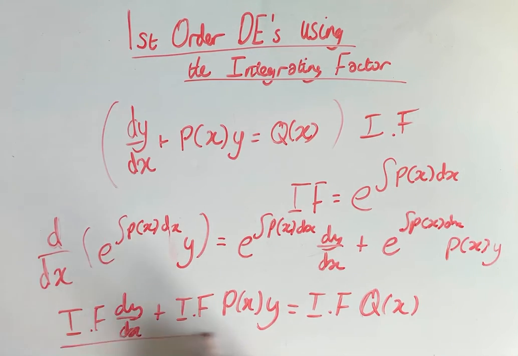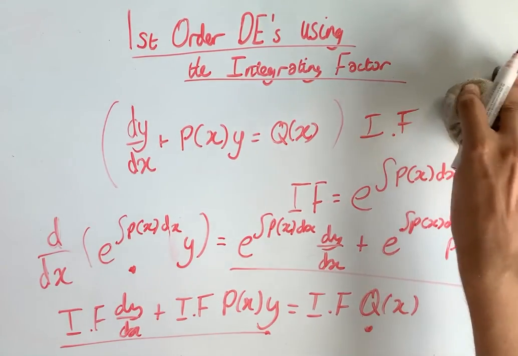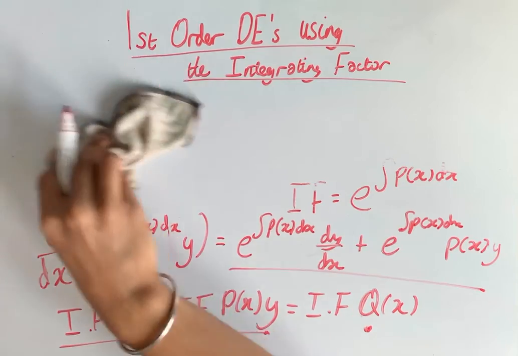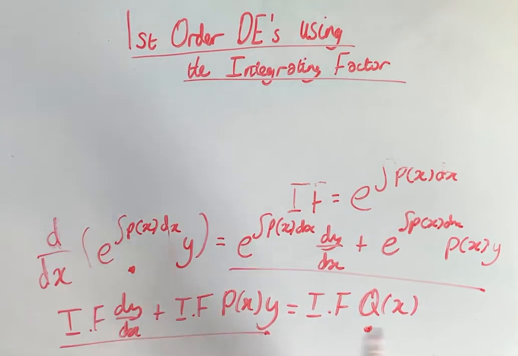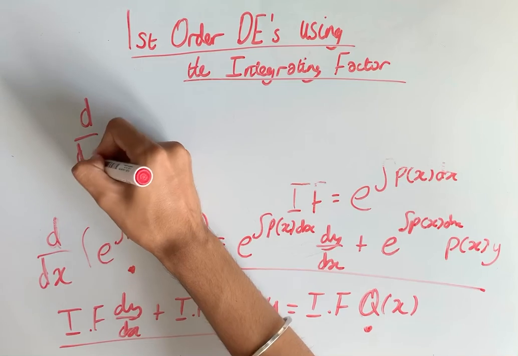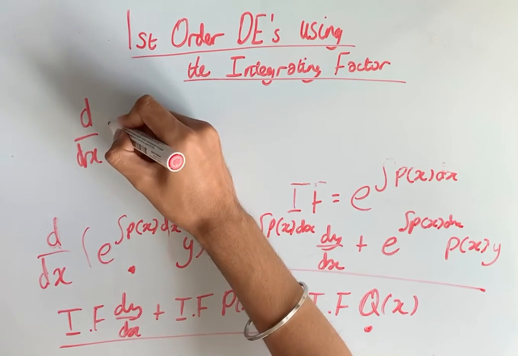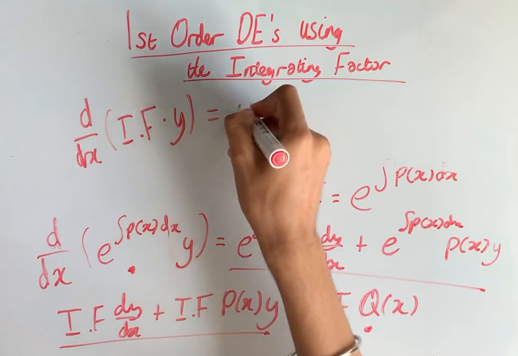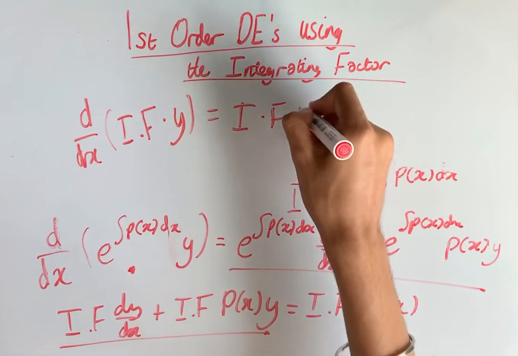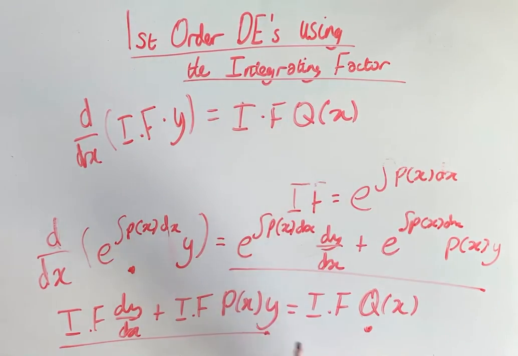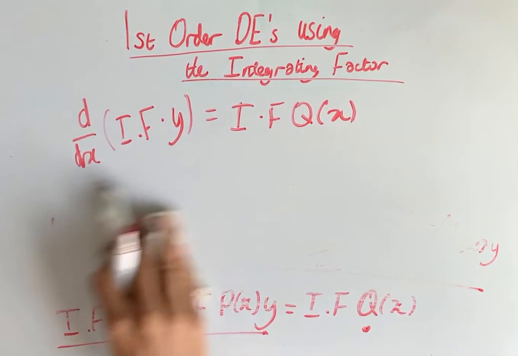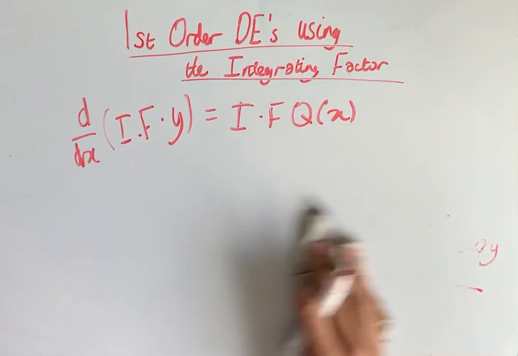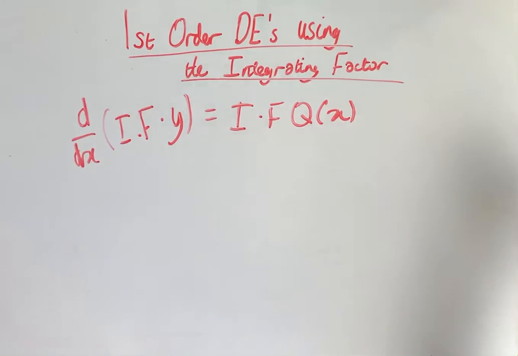And we know that this is the same as this, which means these two can be equated. So if I do that, I'm going to find that d/dx of IF times y equals IF multiplied by q(x). And now I'm going to do some basic rearrangement to find what y is.